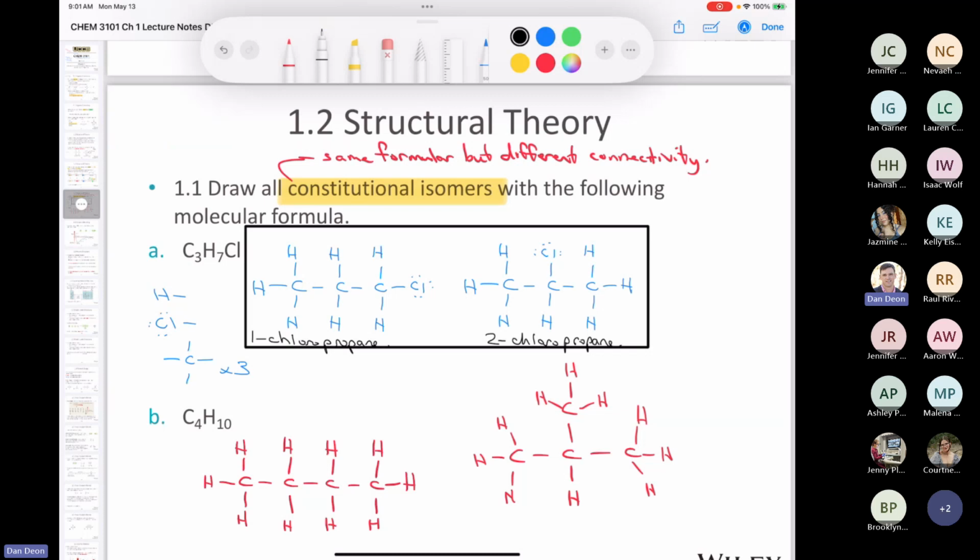And then the ones in the bottom, this one here is called butane. If you're wondering, is that like the butane in a butane lighter? The answer is absolutely. And this one here is called isobutane.